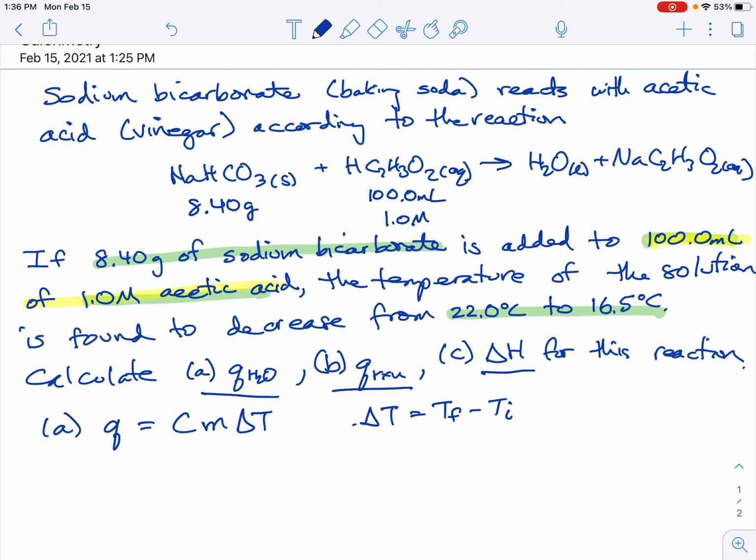So the Q for the water then is going to be 4.18 joules per gram degree Celsius. Please include your units. And that is not a C. It doesn't look like one. Degrees Celsius, close parenthesis. Now the mass here is going to be the mass of our water. We're going to make an assumption here, which is not the greatest assumption in the world, but it's close enough. We're going to assume that if we have 100 milliliters of solution, that's close enough to 100 grams of water.